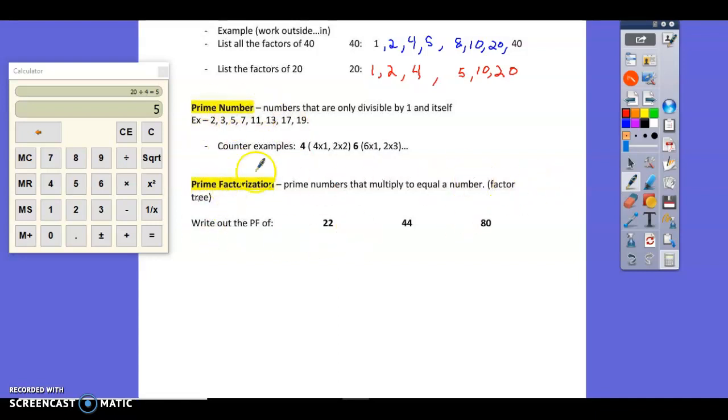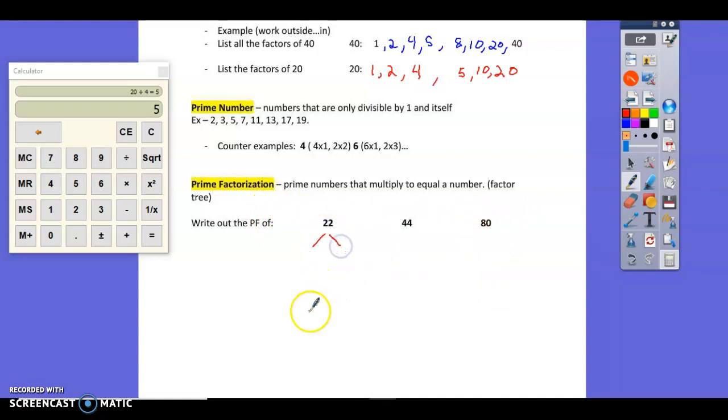Down here is going to be a big focus, and we're going to use this skill later on in algebra as well. It helps with simplifying things, and that's called prime factorization. So again, factors are numbers that multiply to equal a number, and in this case, a prime factorization is prime numbers that equal a number. Now you may have seen this before. We do what's called a factor tree. So I'm going to write out the prime factorization of each of these three numbers.